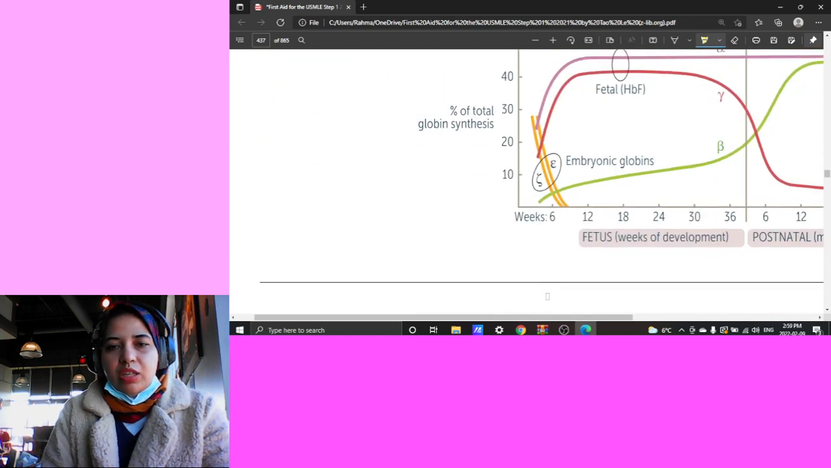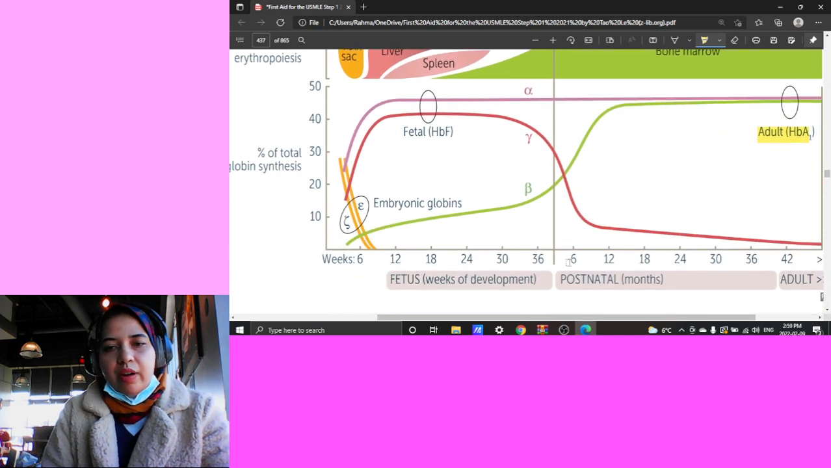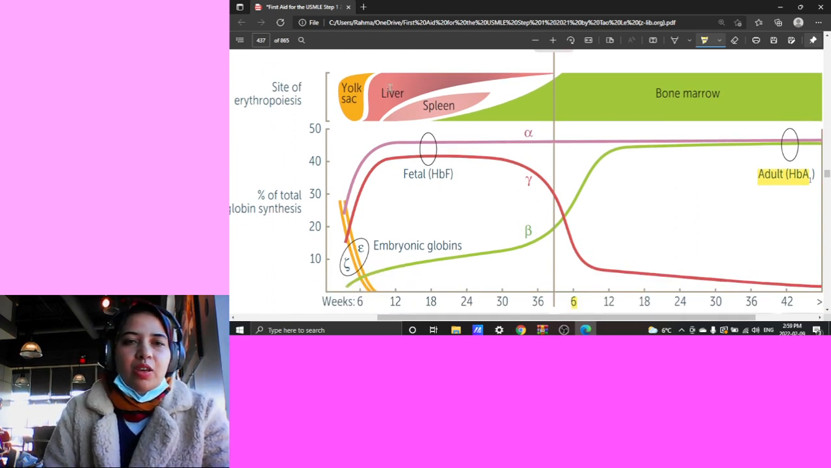So that's what's important to know here. If we take a look at the chart here, you can see right away where we start to make HbA, which is the adult hemoglobin, at around 6 months. So that's what's important for you to know. Most of it is for the bone marrow. Now, before that, what do you have? You have the other places, the yolk sac, the liver, and the spleen. There's nothing really important here for you to know that's high yield except for HbF here.